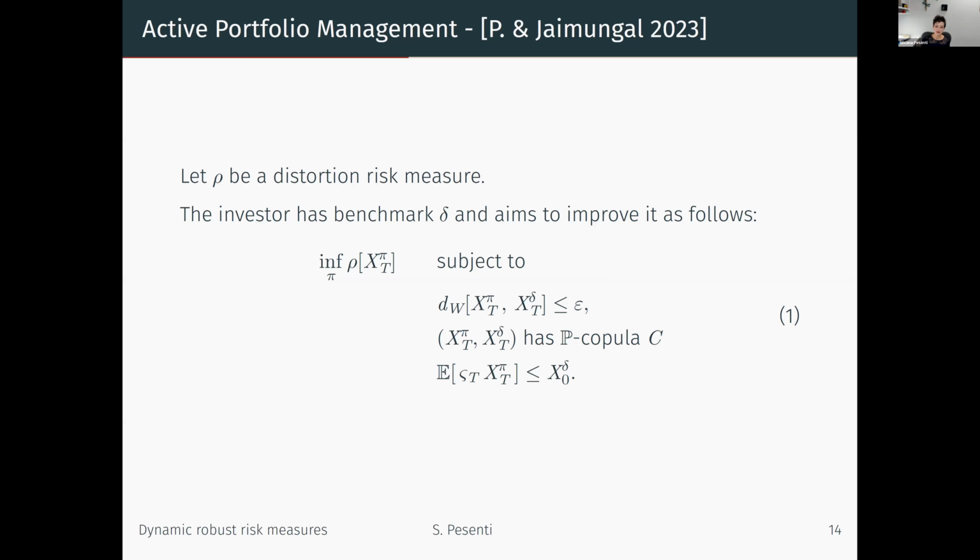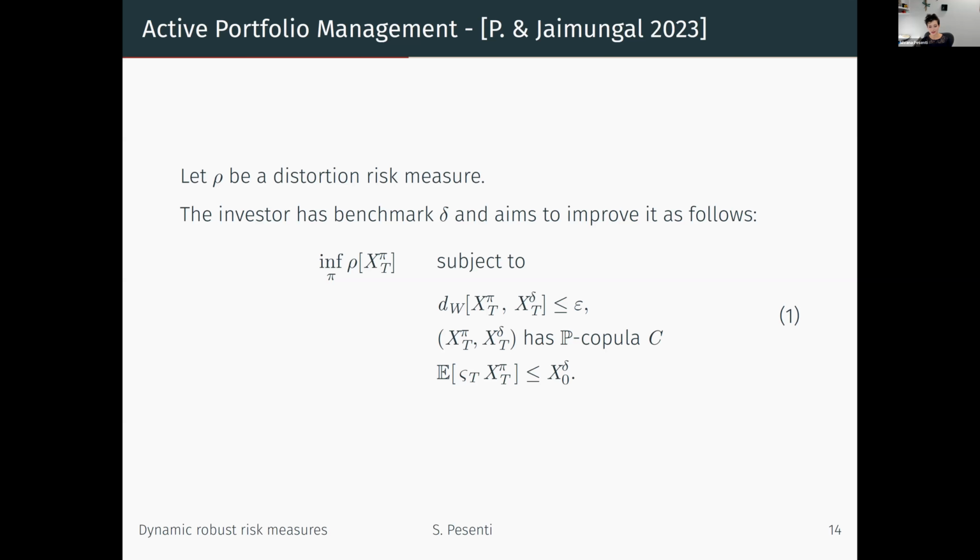So what we choose here is the Wasserstein distance as a potential to deviate from the benchmark. Instead of using the Wasserstein distance as a potential alternative distribution characterizing the uncertainty set, we use it here as a measure of how much you can deviate from the benchmark. So we assume that the distribution of the benchmark and the optimal is close in the two-Wasserstein distance, and particularly bounded by a constant epsilon. Then the last constraint is a budget constraint.